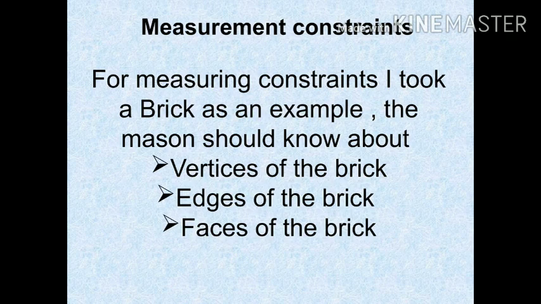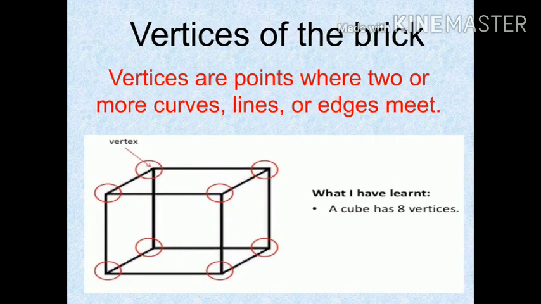So here I took a brick as an example. I have to conclude the vertices of the brick, edges of the brick and faces of the brick. What do you mean by vertices, edges, faces? You already learned this topic in 3rd standard, but I have to recall it. Vertices are also called corners. Vertices are the points where 2 or more curves, lines or edges meet.